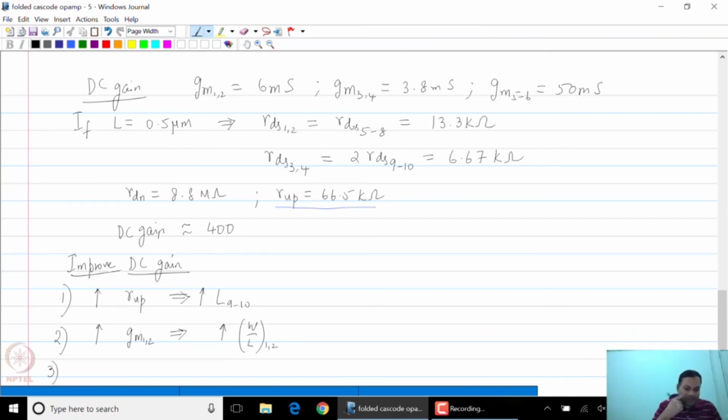And number 3, you want to increase W and L of M3 and M4, because the intrinsic gain is very small. So this, of course, again would increase the various parasitic capacitors in the circuit. Now you can use a combination of these three procedures to increase the gain to the required value of 2000.